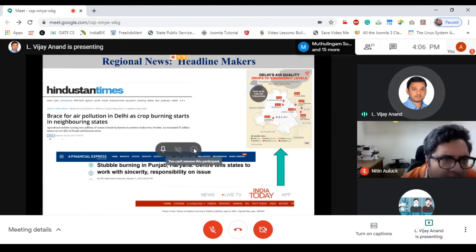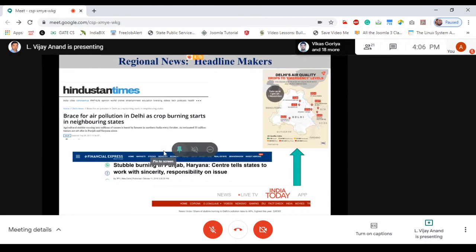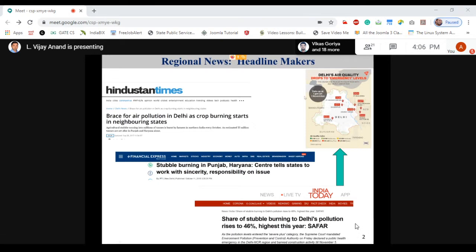Typically in the month of September, in this part of the country, we see Delhi brace for air pollution as crop burning starts. In the following month, there is some order from the court or from the center telling the states to take responsibility regarding stubble burning. And eventually in November or December, we look at how much percentage of this crop burning has contributed to regional air quality pollution. This is the scenario that we know about.